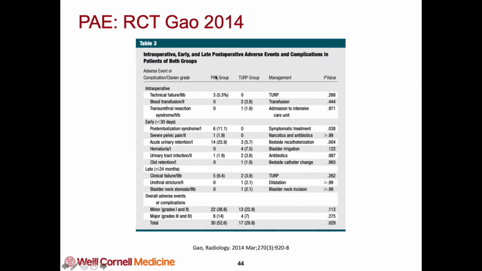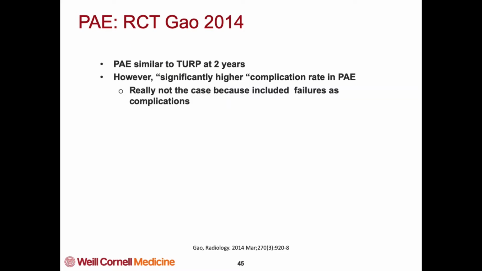One of the issues with this trial is that a critique was that in the PAE group there was a much higher complication rate compared to the TURP group. But I think that's in large part because they included major overall adverse effects, which were major complications as clinical failures. So to me, a clinical failure isn't necessarily a complication. So this study showed that at 2 years, TURP was similar to PAE. The limitation that some of the urologists will say is the fact that it has a higher complication rate. I think that's really not the case because the study included failures as complications.